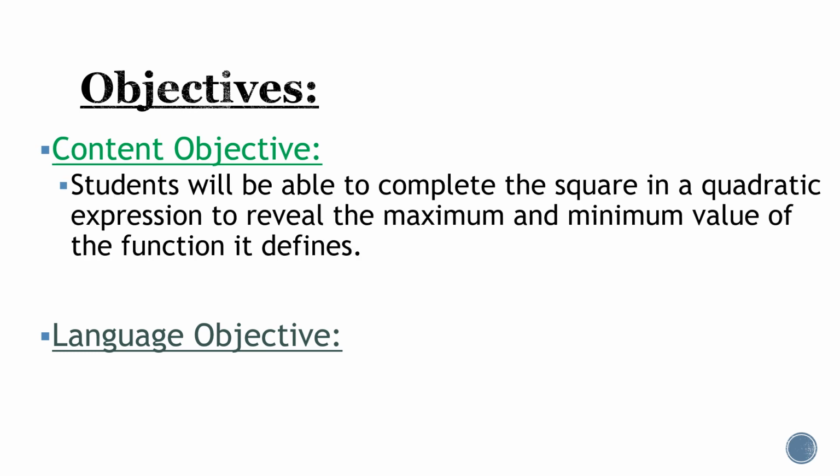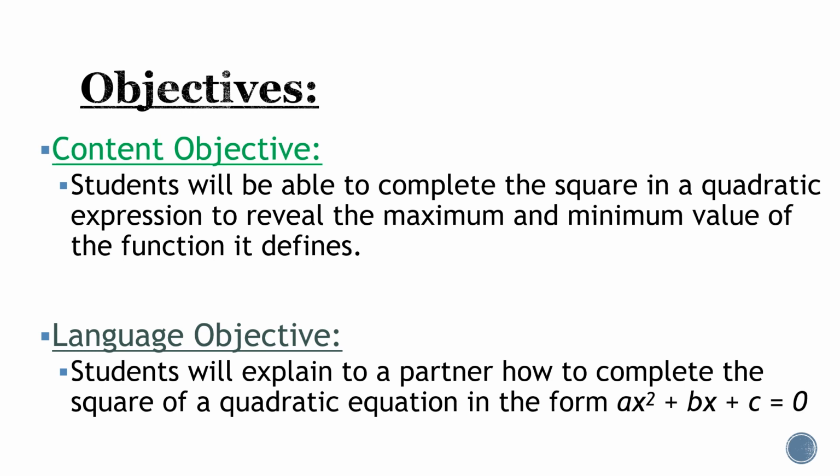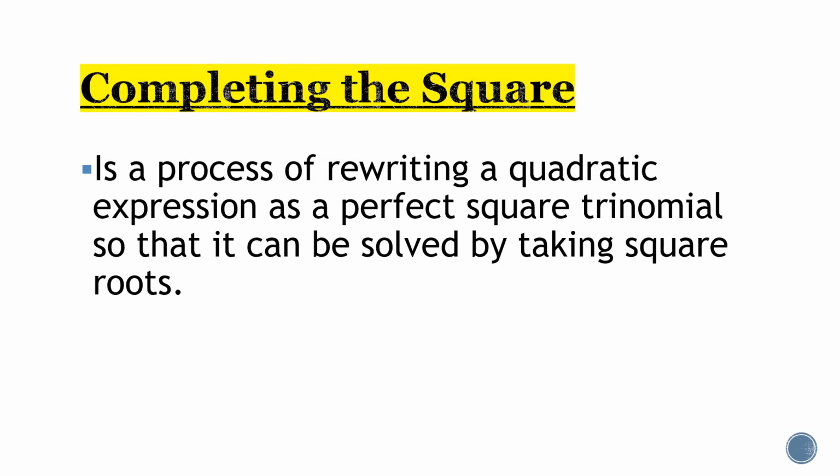Our objectives today are students will be able to complete the square in a quadratic expression to reveal the maximum and minimum value of the function it defines. Your language objective is students will explain to a partner how to complete the square of a quadratic equation in the form of ax squared plus bx plus c equals 0, which is our standard form. Completing the square is a process of rewriting a quadratic expression as a perfect square trinomial so that it can be solved by taking the square root.